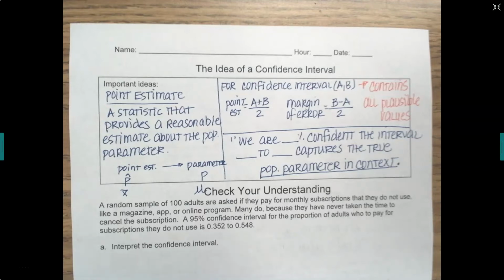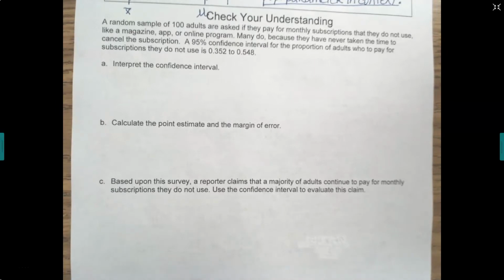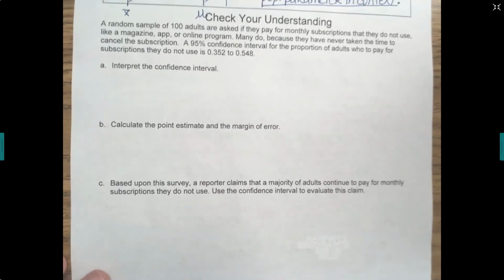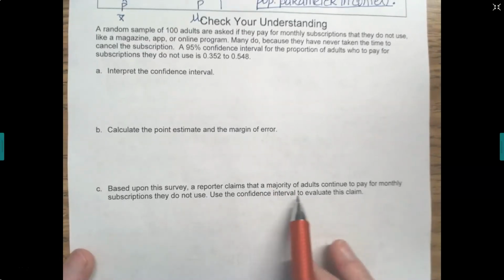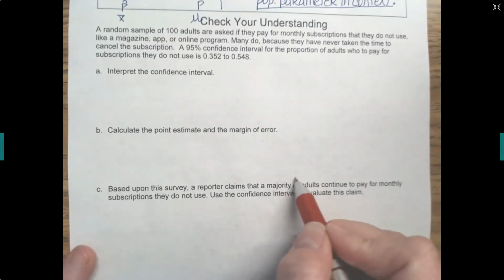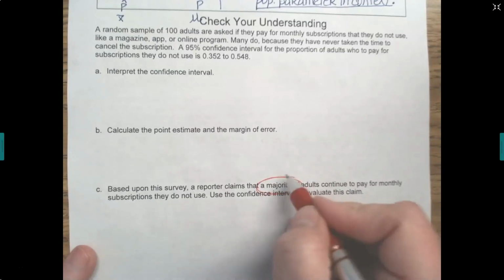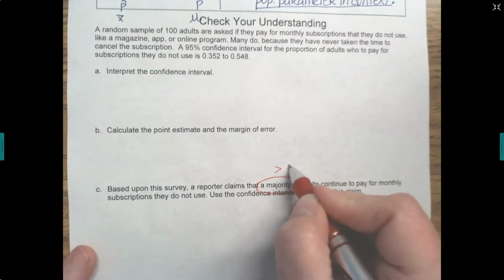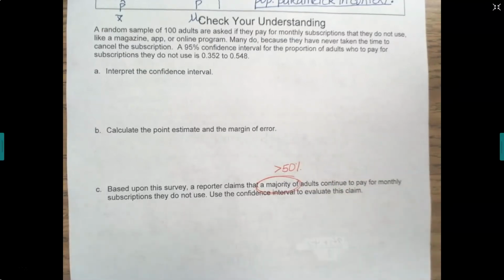All right, what I want you to do is try the check your understanding and check your answers. The key will be on Canvas. The one thing I want to point out is right here, it doesn't say it super overtly, but it says a majority of adults. I'm going to give you a hint: that means greater than 50%. That should help you with your proportion.